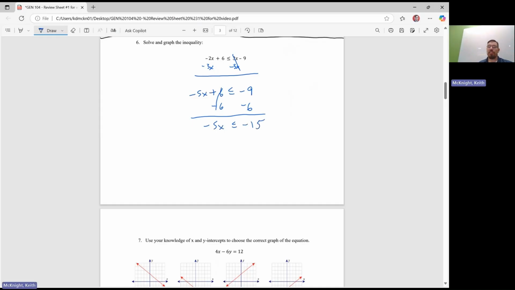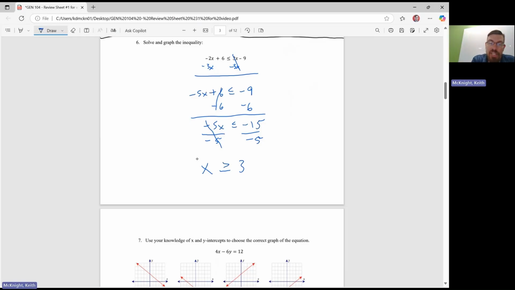Now, in order to solve for x here, we're going to have to divide by negative 5. Since we're dividing by a negative, we now have to flip our inequality when we do so. So we're dividing by negative 5. These will cancel, so we'll get x. But now we have to flip our inequality because we divided by a negative, so now it's going to say greater than or equal to, and then negative 15 divided by negative 5 is 3. So we have an answer.